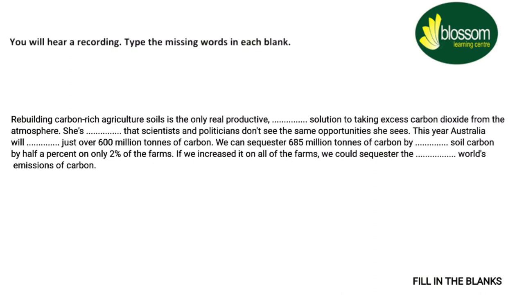This year, Australia will emit just over 600 million tons of carbon. We can sequester 685 million tons of carbon by increasing soil carbon by 0.5% on only 2% of the farms. If we increased it on all of the farms, we could sequester the whole world's emissions of carbon.